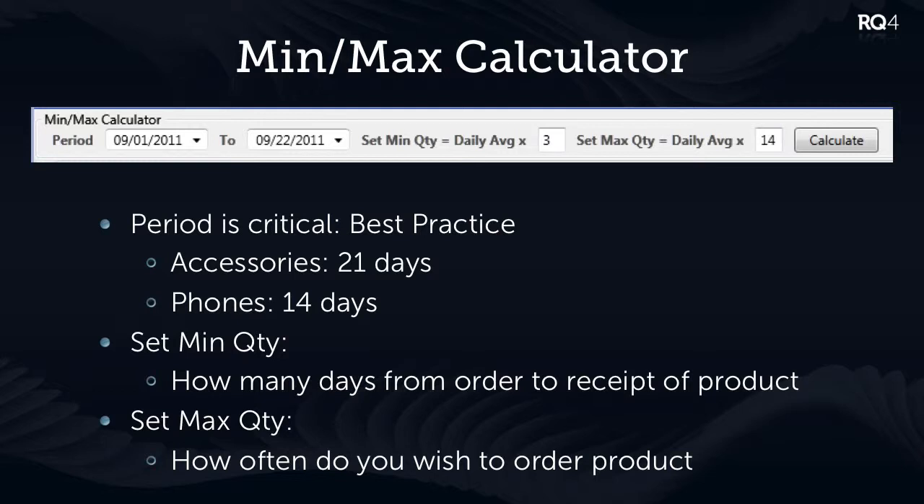If you look to the right of the period, you'll see the min. It's asking for a minimum quantity. And all this is how many days we expect that product to take to get from the vendor to our store. In this case, we've set that to 3. Right directly to the right of the min is the max quantity. And that's how often we wish to order the product. So how long do we plan on keeping that product around?